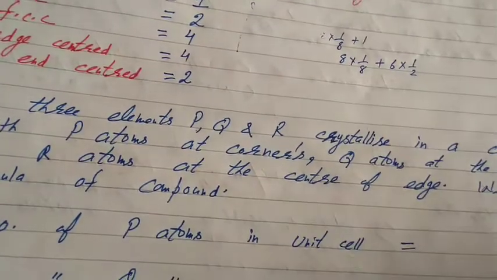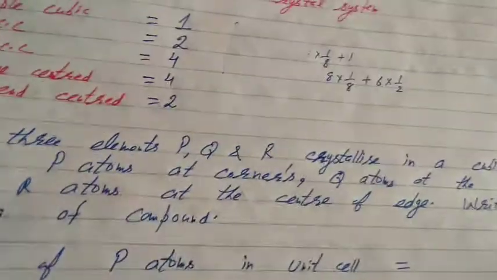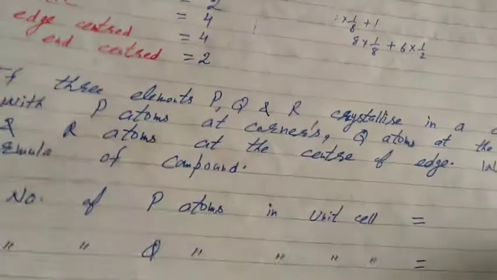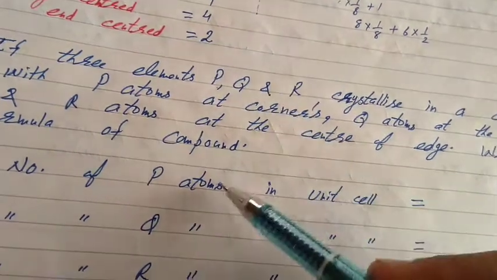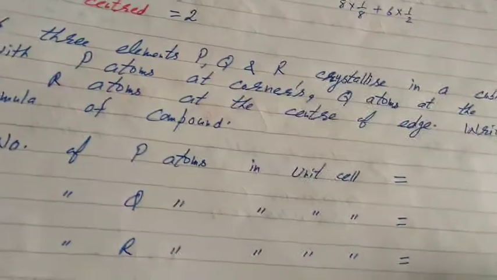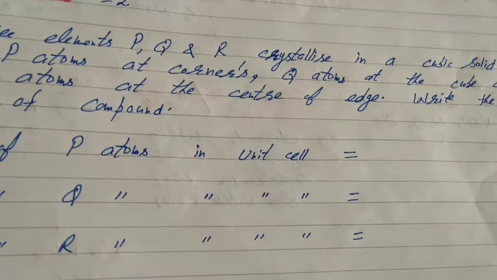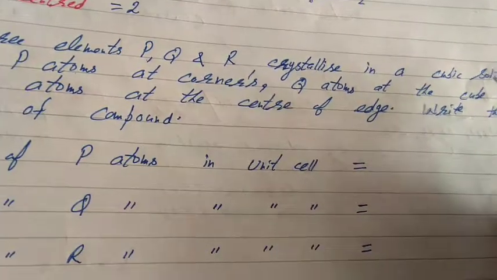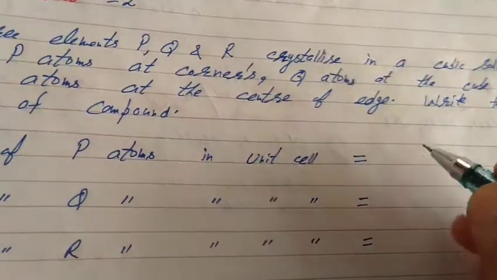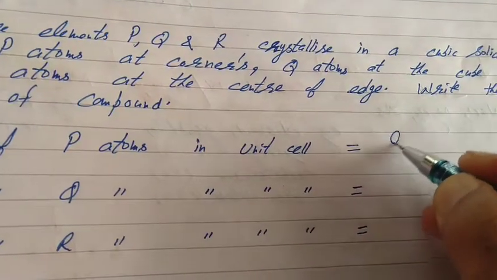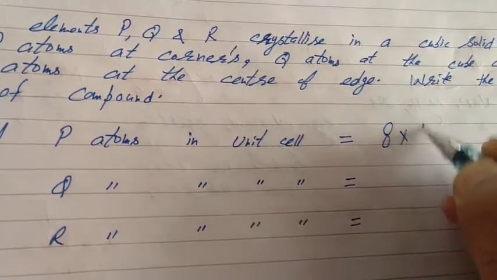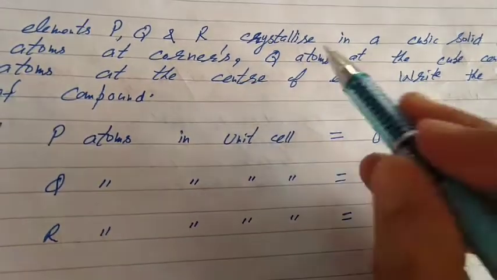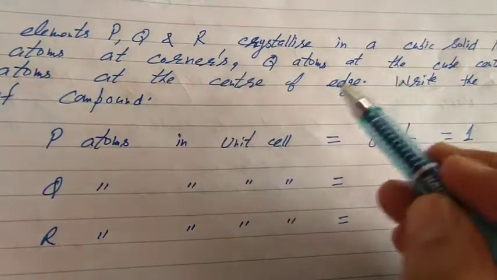Students, when such questions are there, the first step is to determine the number of particles: the number of P atoms in the unit cell, Q atoms in the unit cell, and then R atoms in the unit cell. Number of P atoms in the unit cell: in the statement, P atoms are at corners. There are total 8 corners and contribution per unit cell is 1 by 8. We get 1. We got number of P atoms 1 according to the statement.